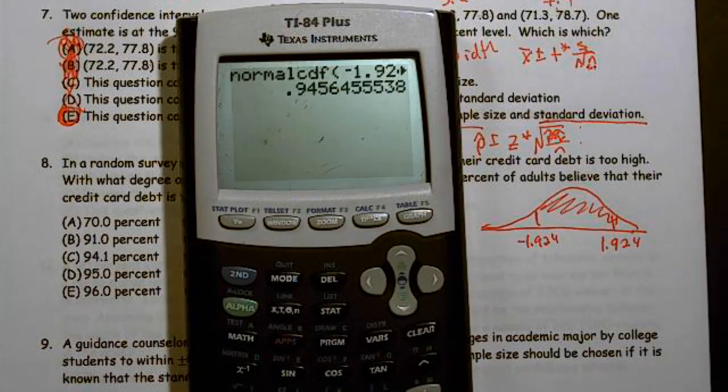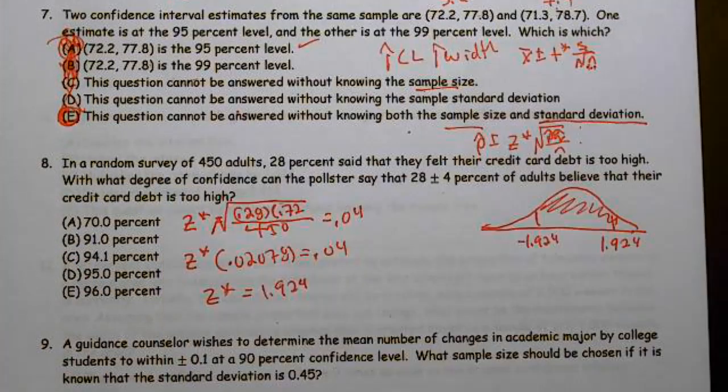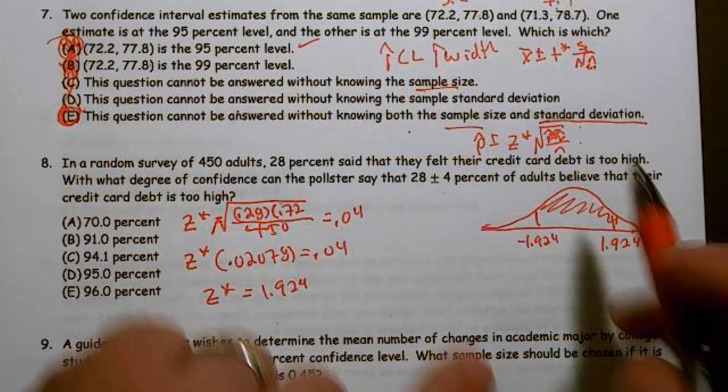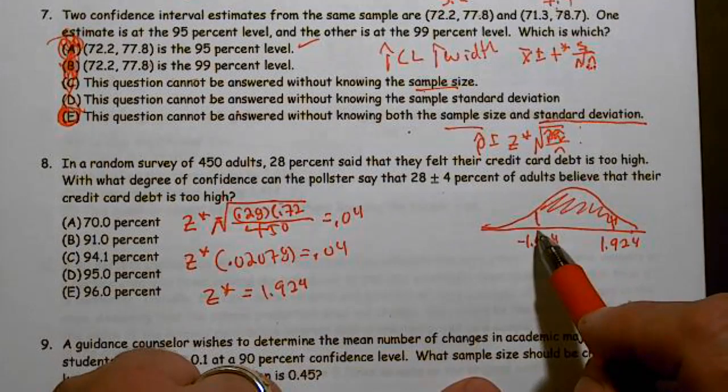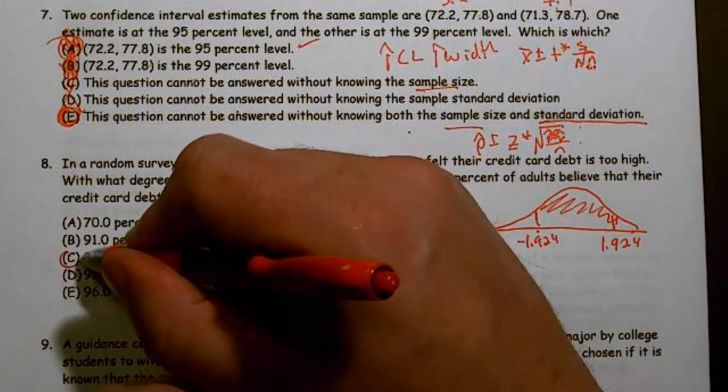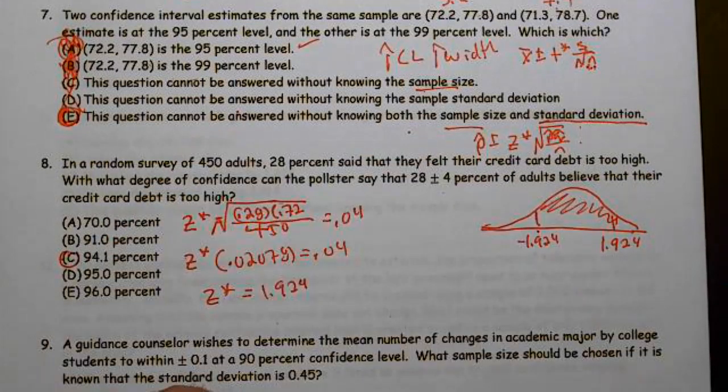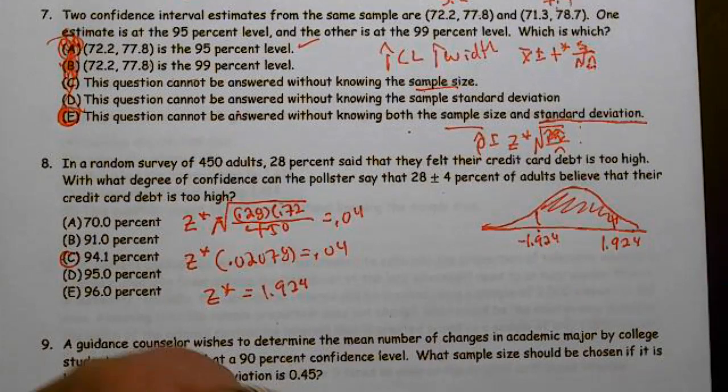And I get 0.9456, all right? So in this case, with what degree of confidence? Well, we're not all the way out to 95%, so we're going to have to say we're at about 94.1%. That would be the closest to it. And I'm going to pause this for a moment to check my math.